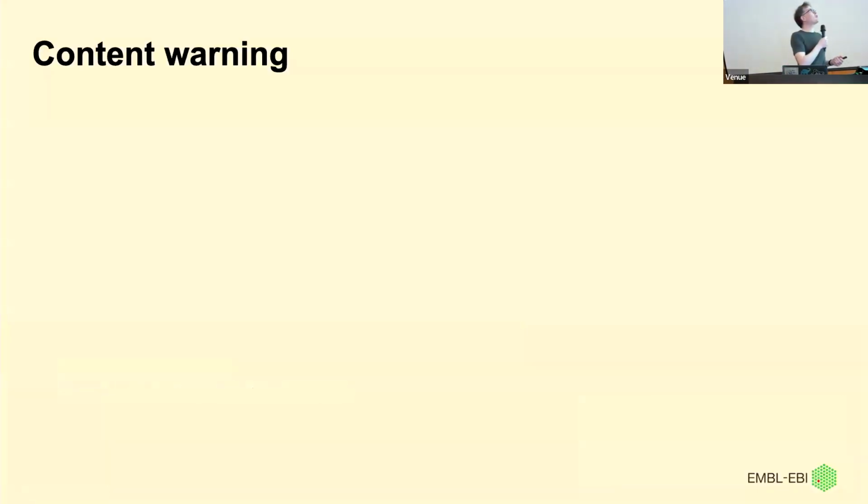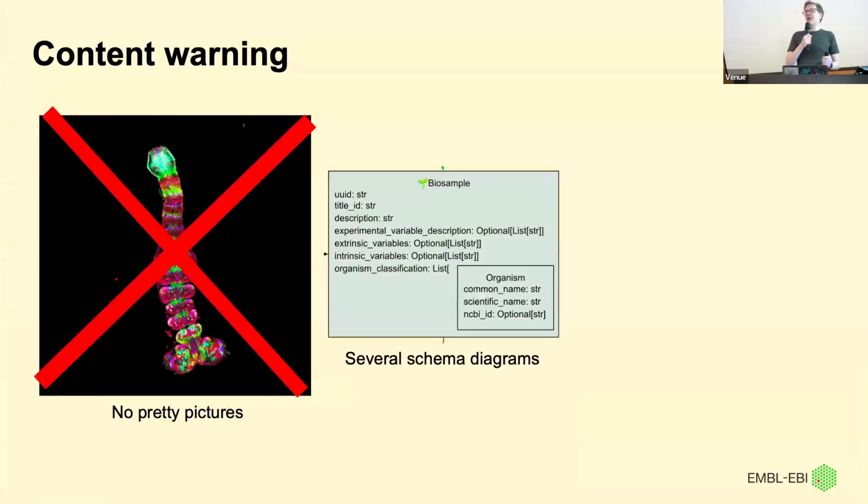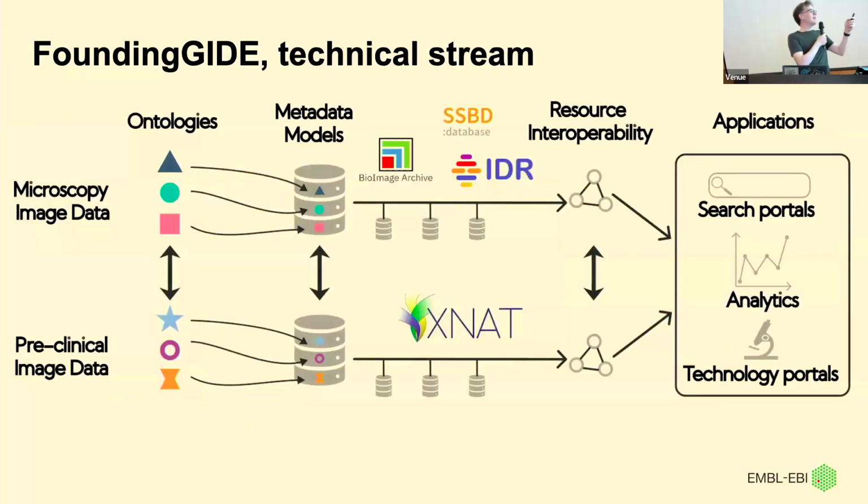And I figured it was due a content warning that for at least the next little bit, there will not be pretty pictures, maybe the occasional pretty picture. There will be schema diagrams, at least occasionally, and there will even be the odd JSON document. And on top of that, there will be acronyms, and I've already used one. So JSON stands for JavaScript Serialized Object Notation, by the way. Sorry about that.